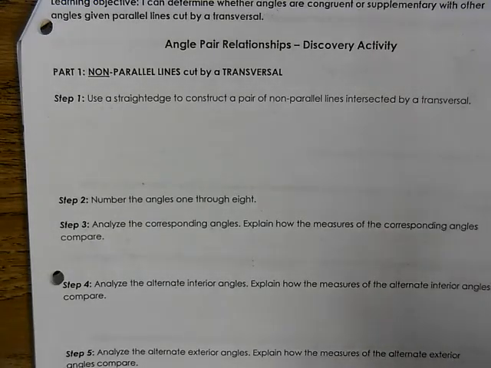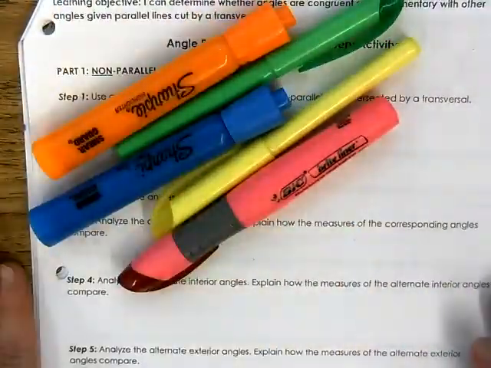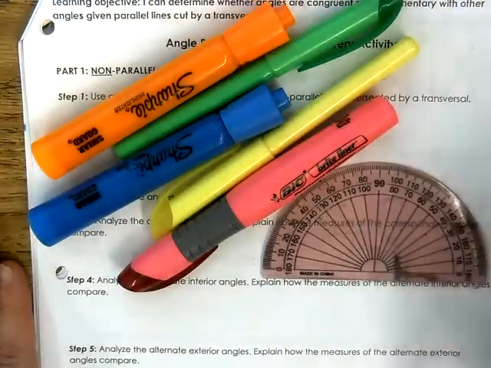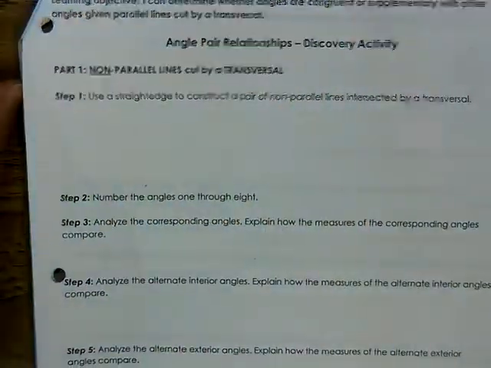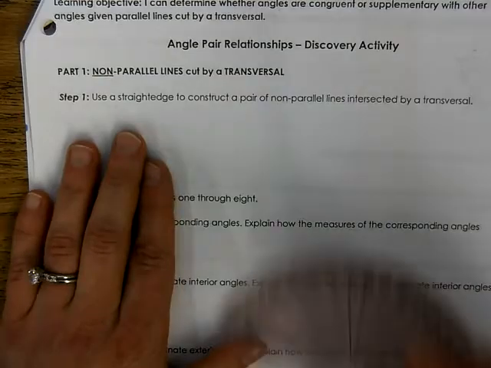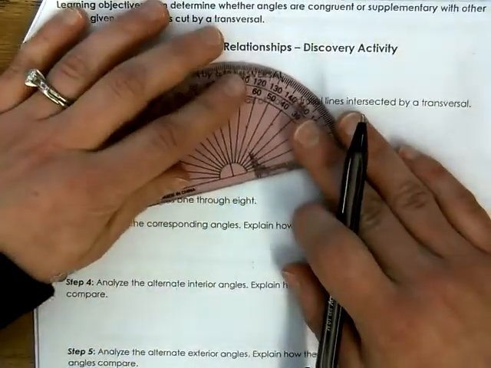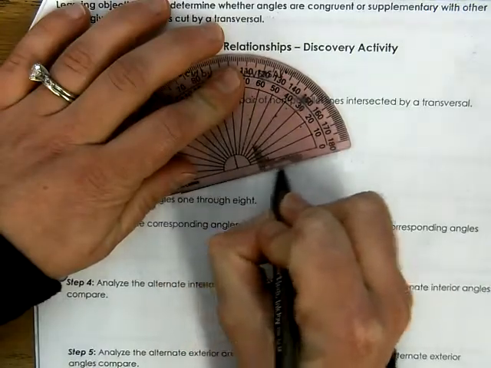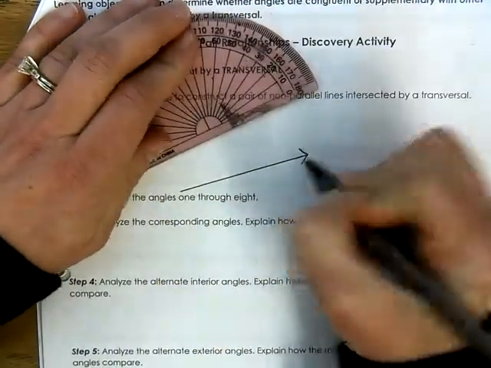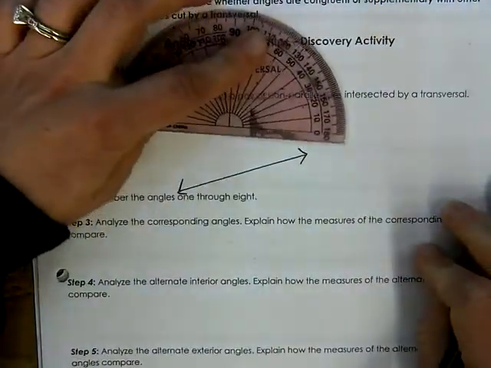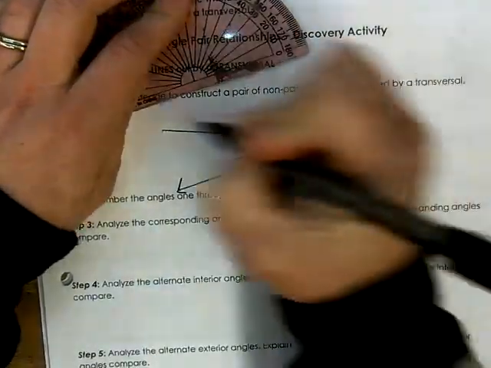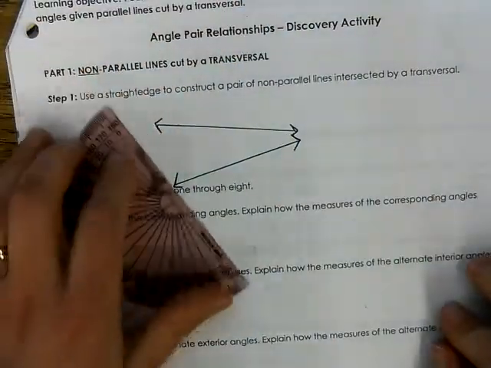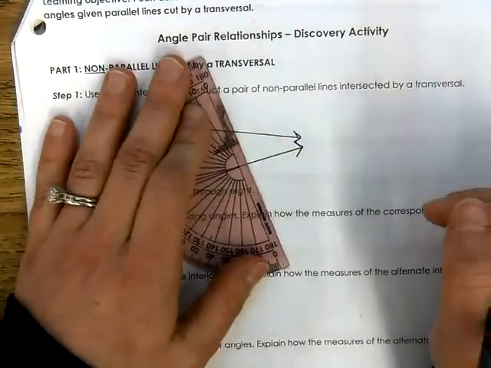So the first thing that we're going to do is I would always recommend that you have some color with you, and then if you have access to a protractor, please use a protractor. Otherwise, just use the same values that I have in this lesson. So the first thing we want to do is use our straight edge to construct a pair of non-parallel lines. Non-parallel lines are 2 lines that do not intersect each other, or they could intersect each other. Parallel means that we would not anticipate them intersecting. And we want them to be intersected by a transversal line.